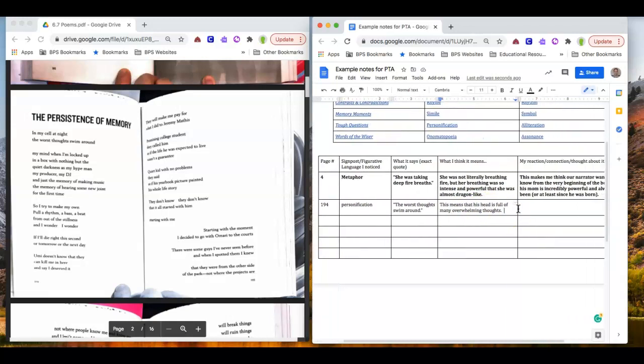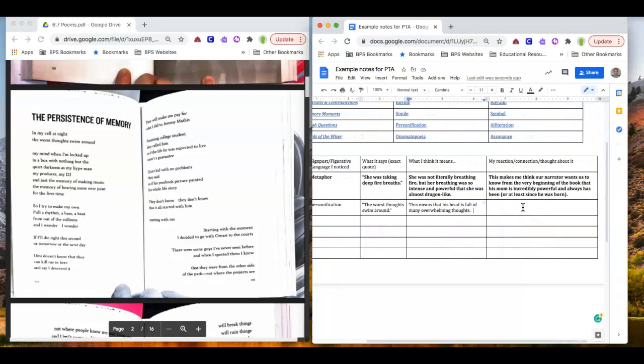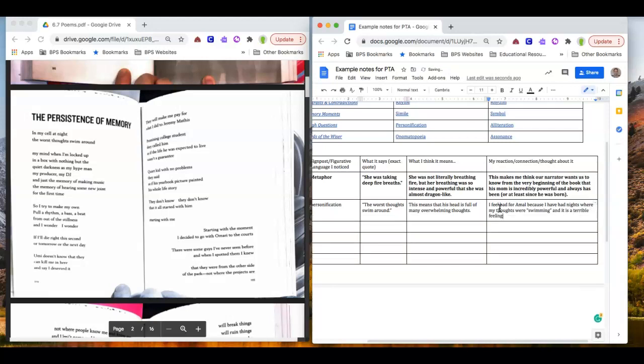So then the last thing to do for your notes is in this column, it says my reaction or connection or thought about it. I'm going to say what this makes me think about or what this makes me feel. I'm going to say I feel bad for Amal because I have had nights where my thoughts were swimming. And it is a terrible feeling.